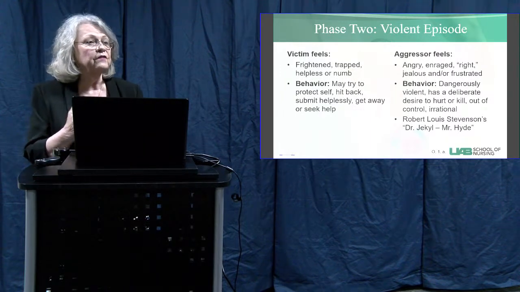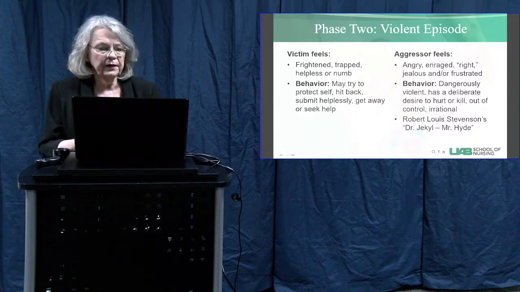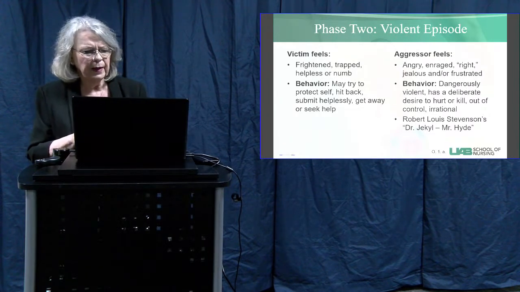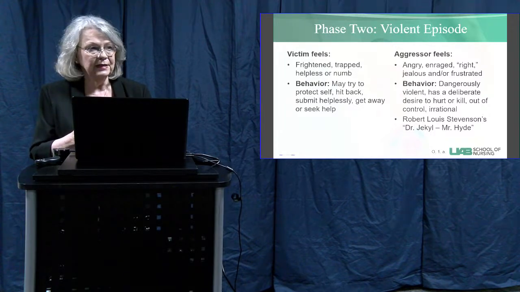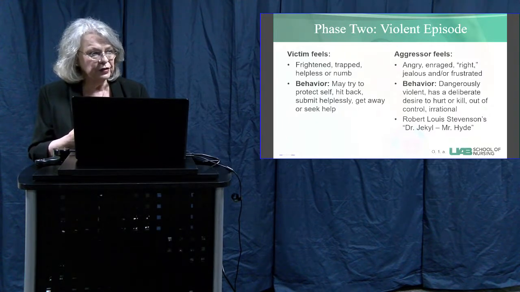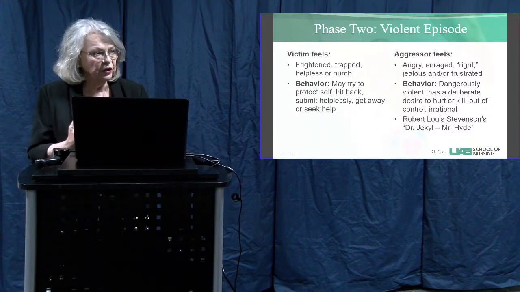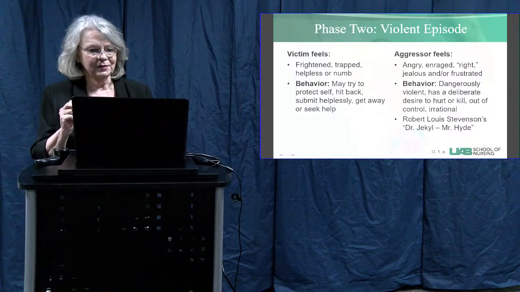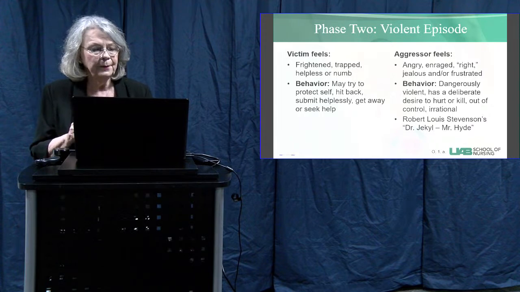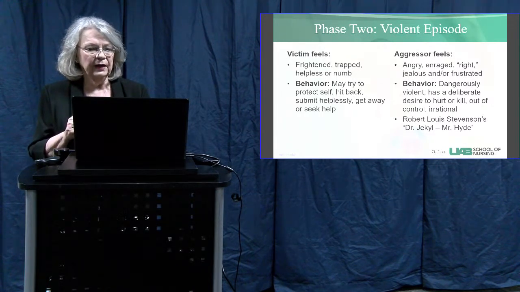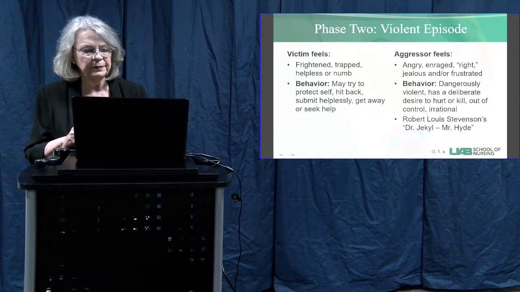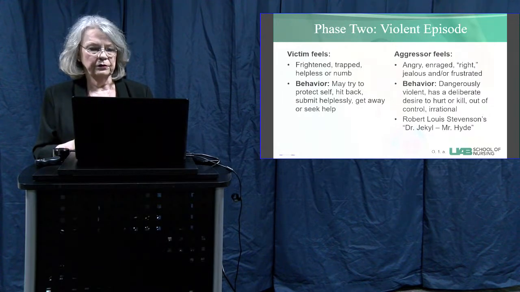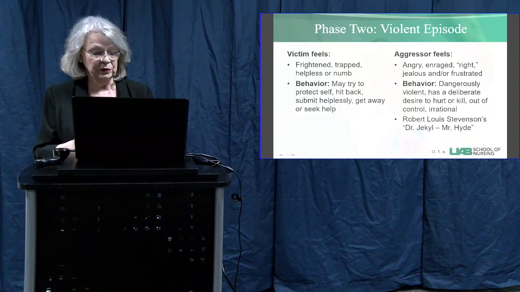Phase 2, this is when the violence happens. This is what the woman's feeling: frightened, trapped, helpless, even numb. Her behavior may try to protect herself or hit back or submit helplessly, maybe to seek a way to get help. Often we'll counsel women to get into a protective physical position so that her head and gut and heart are protected. So the partner then becomes more enraged and angry and has a righteous, jealous, or frustrated feeling, but that behavior is dangerously violent, has deliberate desire to hurt or kill, becomes out of control, blaming, of course, the victim, irrational, almost like the character of Dr. Jekyll and Mr. Hyde. Robert Louis Stevenson was really onto something, wasn't he?